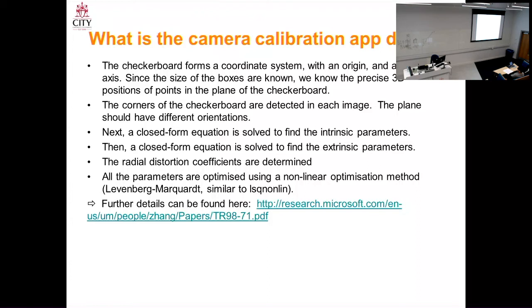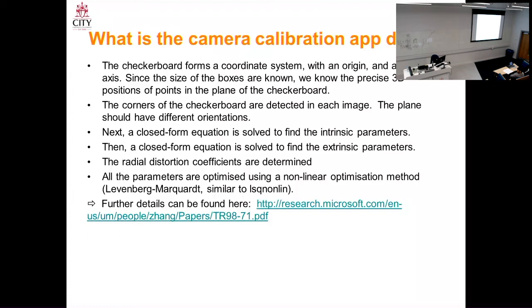And so we have an X and a Y axis, and we know the size of every box. So we know the precise 3D location of everything that's on the checkerboard. So we can detect those corners, and we know where all those points are in 3D space. And what it's doing is first solving an equation to find the intrinsic parameters, like the focal length and the principal point. And then it solves another equation for the extrinsic parameters.